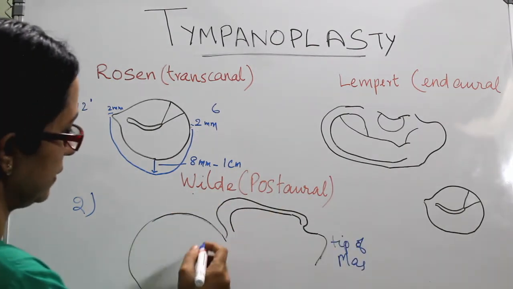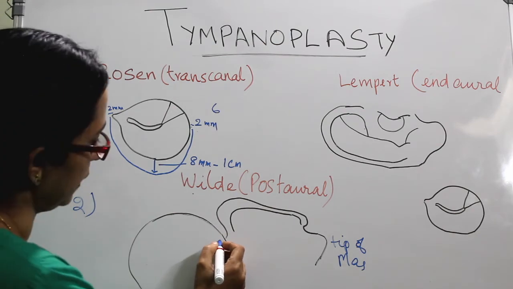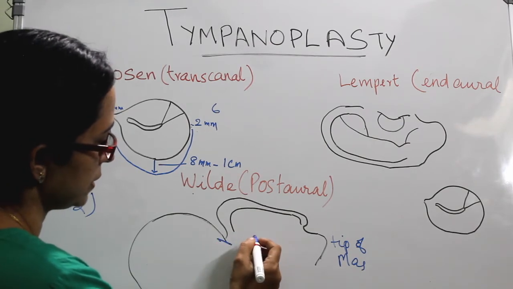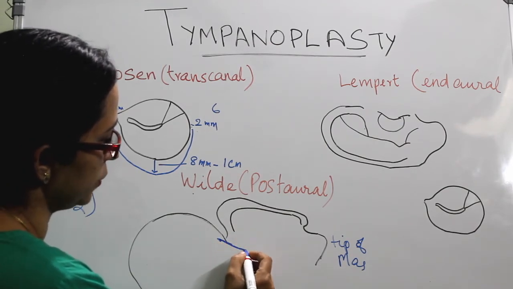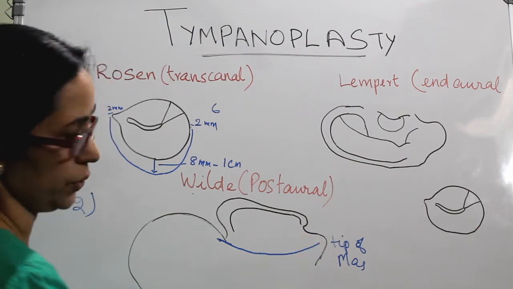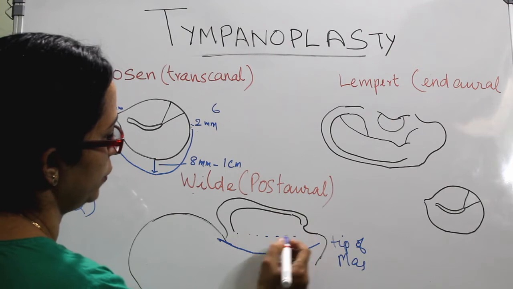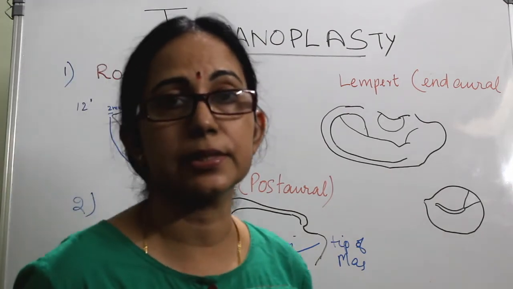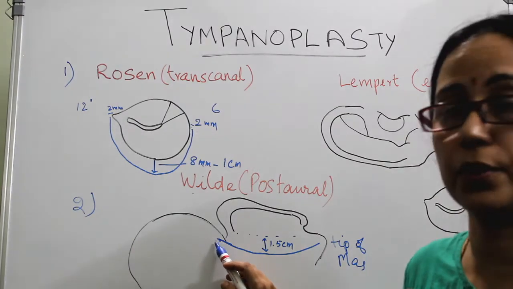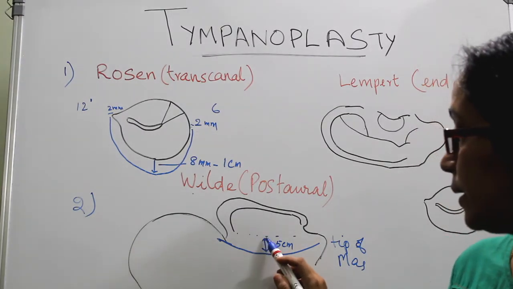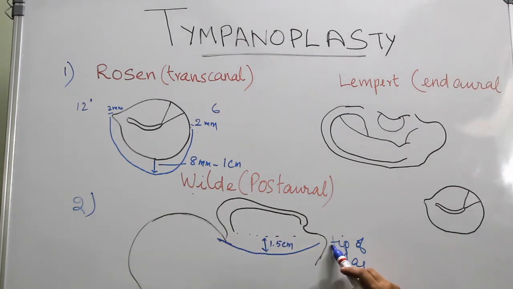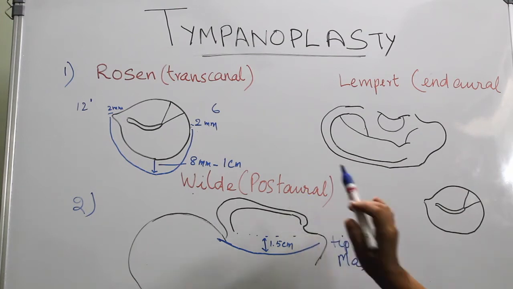This is the Wild's incision. It starts from the upper attachment of the pinna, and this is the postaural groove. So it goes 1 centimeter behind the postaural groove and parallel to it, up to the tip of the mastoid. From the postaural groove it is around 1 to 1.5 centimeters. And that is William Wild's incision.